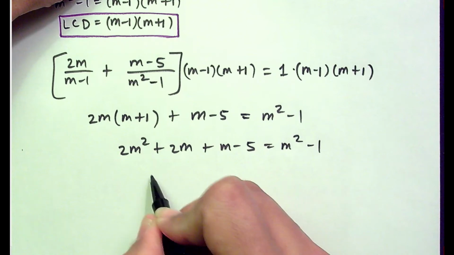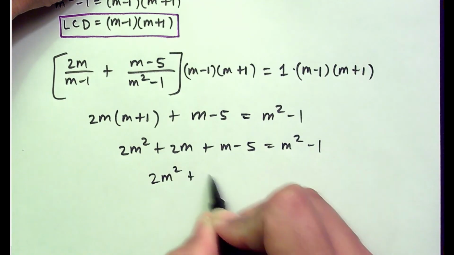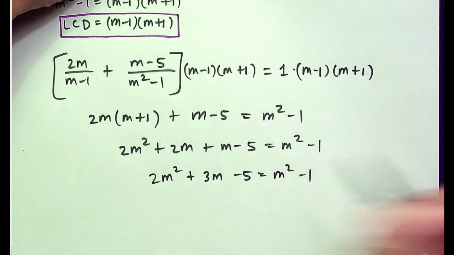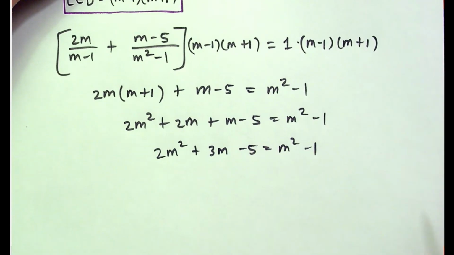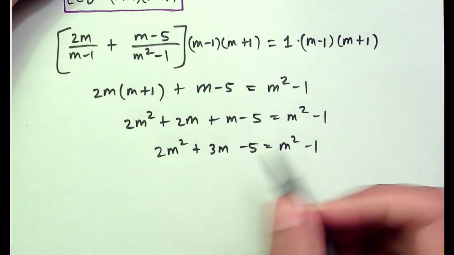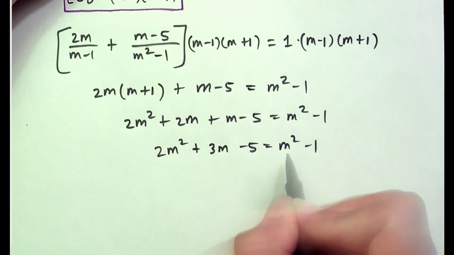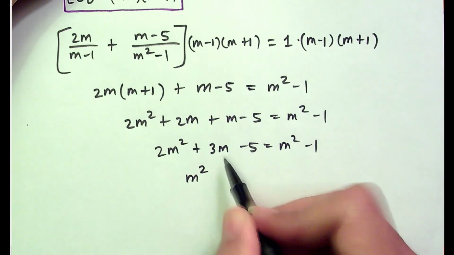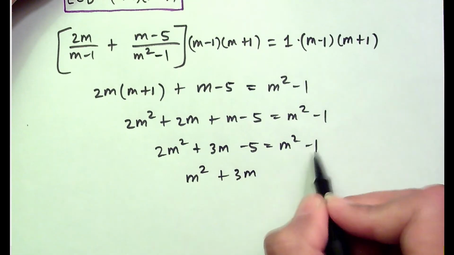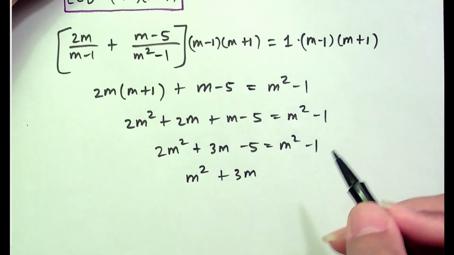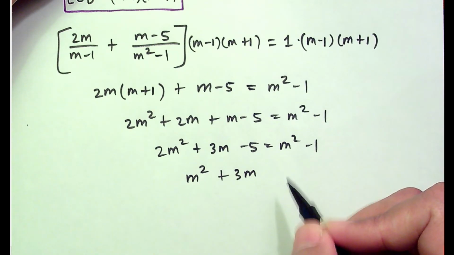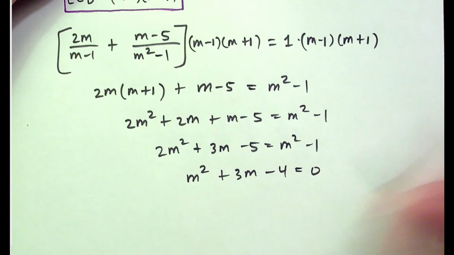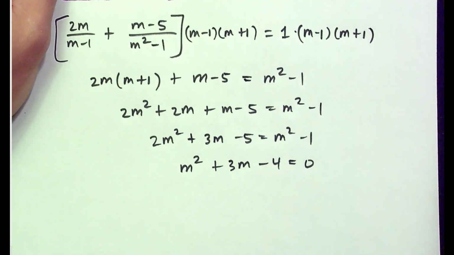Then collect any like terms. So this is 2m squared plus 3m minus 5 equals m squared minus 1. Now move everything to one side because you need 0 on the other side. So moving the m squared, I will get minus m squared. So 2m squared minus m squared is m squared. You have plus 3m. And then moving the minus 1, it becomes plus 1 when you move it. So you would have negative 5 plus 1, which is negative 4. So minus 4.